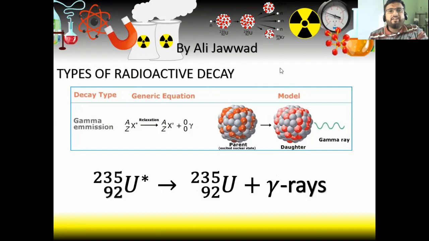So these are the radioactive decays and the method to write the equation for each of them.